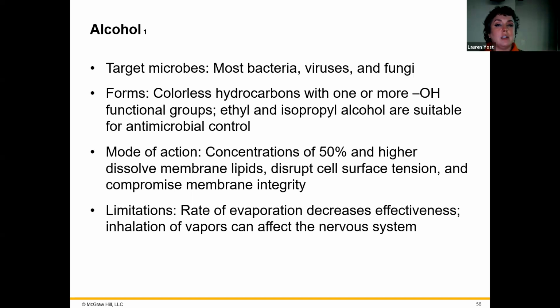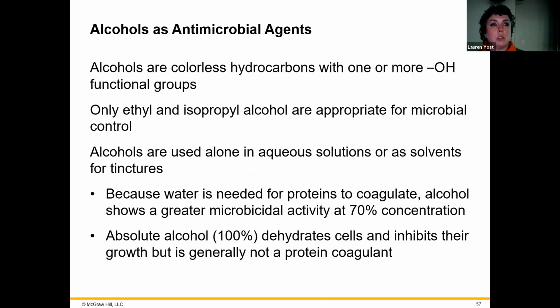If you have 50% or higher alcohol concentration, that's when you get to that lipid effect and the cell wall effect. But you don't want to go 100. Absolute 100% alcohol will dehydrate the cells and inhibit growth, but it is not recommended for antisepsis. We recommend 70% alcohol. The reason is that the water in the alcohol helps with the coagulation of the proteins, just like the moisture in the hot moist did compared to the dry. So you want the water there to help with the coagulation of the proteins. So when you're out there buying your antiseptics for home use, 70%. It works better.